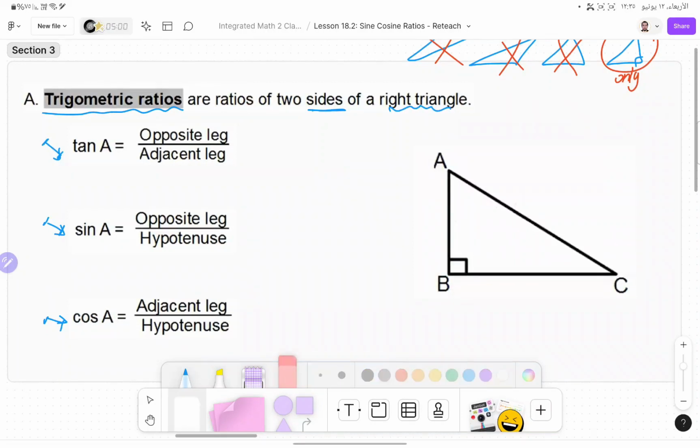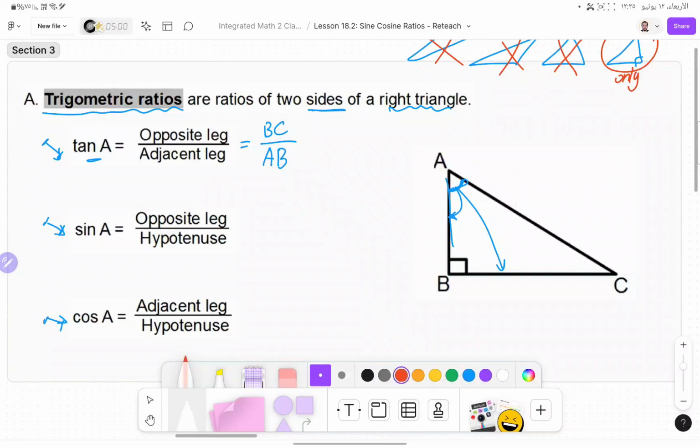Now we know from the previous lesson that tangent A is opposite over adjacent. Let's say I'm talking about angle A. Which one is opposite to angle A? It's BC. So BC is my opposite over the adjacent, and the adjacent is AB. Opposite over adjacent side.